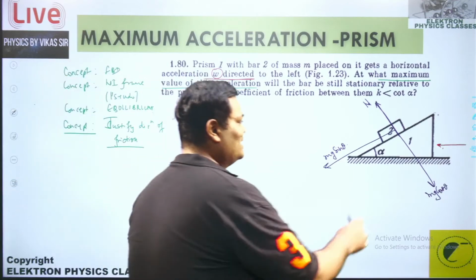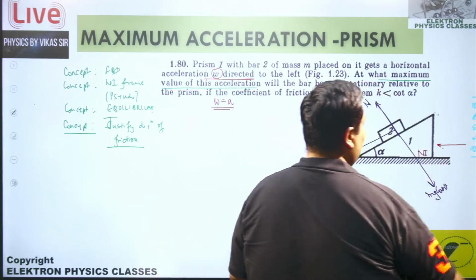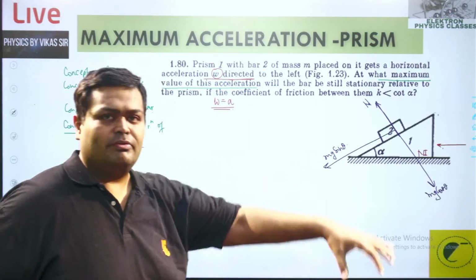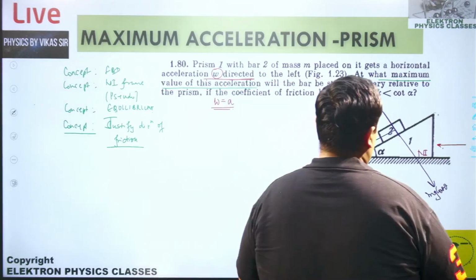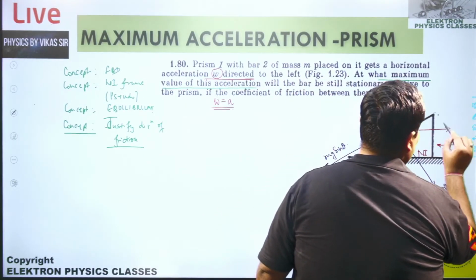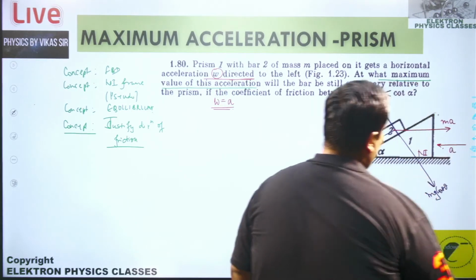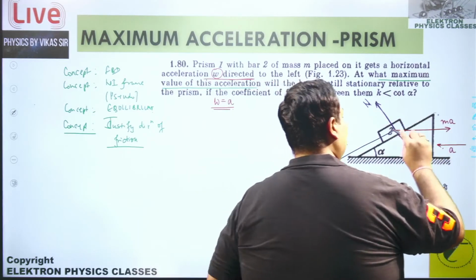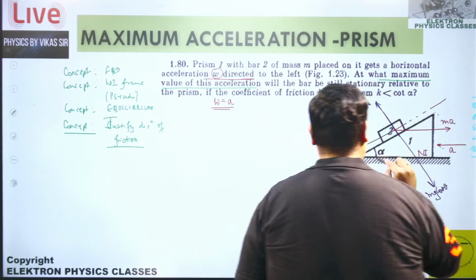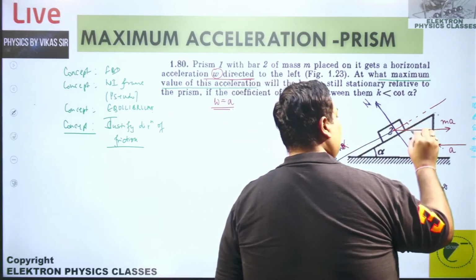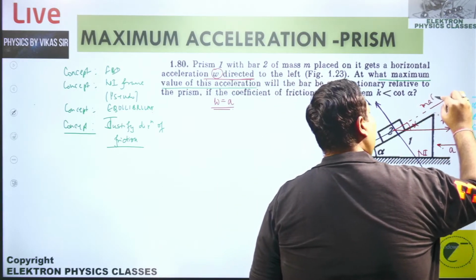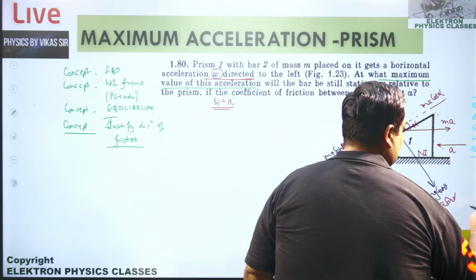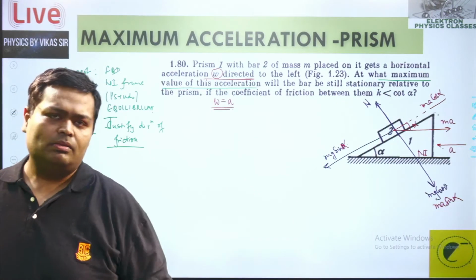So what happens? The prism gets the status of a non-inertial frame, and so we are solving the question from the frame itself. Solving from the frame itself, we get a pseudo force in this direction, opposite to the acceleration. Now we take a component of this as we did in the previous question. This angle is given as alpha, so the component becomes ma cos alpha, and the second one becomes ma sin alpha. Whatever we did in the previous question, we have already completed here.